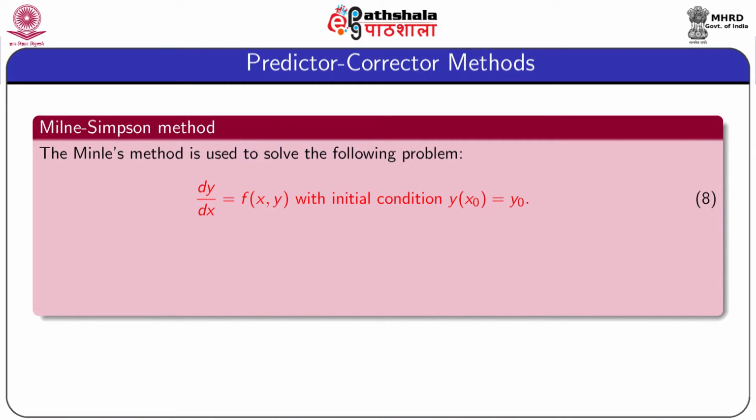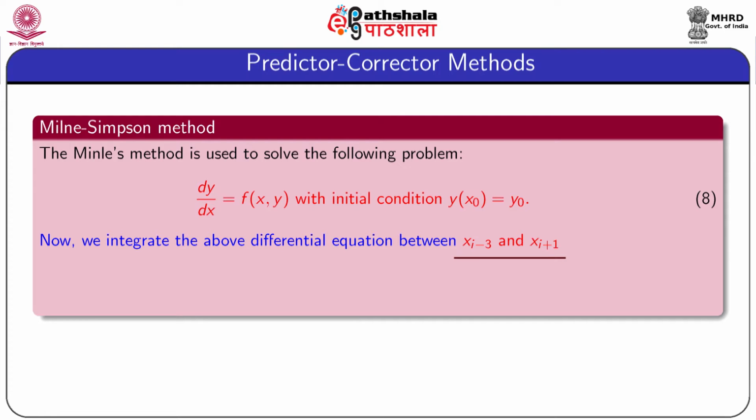The Milne or Milne-Simpson method is used to solve the following initial value problem. The differential equation is dy/dx = f(x,y), and the initial condition is y at x0 equal to y0. Now we integrate the above differential equation between x_{i-3} and x_{i+1}, and after integration we get this expression: y_{i+1} = y_{i-3} + integral from x_{i-3} to x_{i+1} of f(x,y) dx.